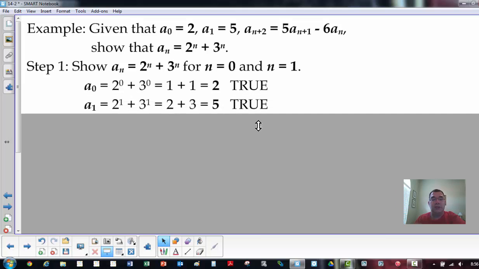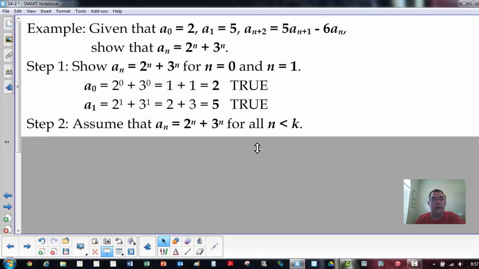And moving on to the first term, I replace all n's with 1s, and I get the first term is 2 to the 1 plus 3 to the 1, which is 2 plus 3, and that's 5. And I was told that the first term was 5, so that's actually true as well. So we've completed step 1.